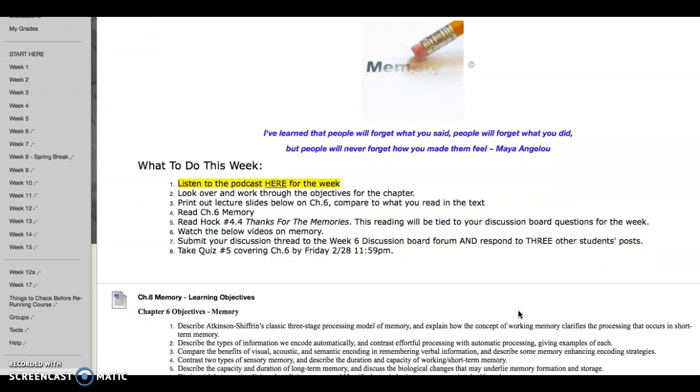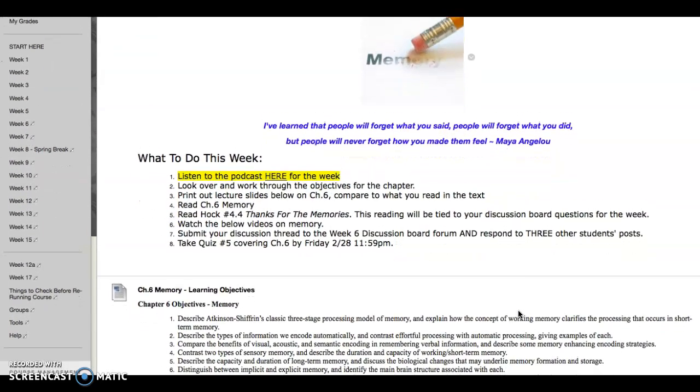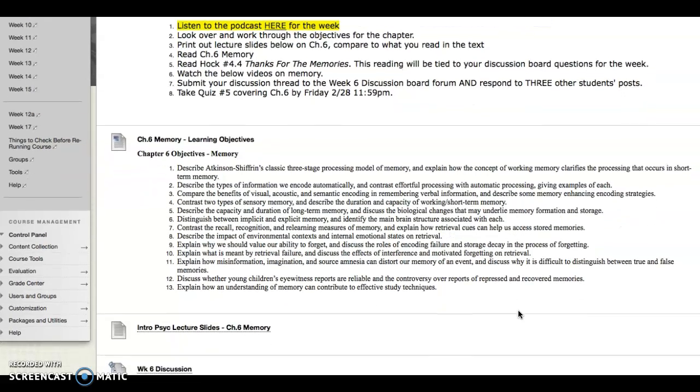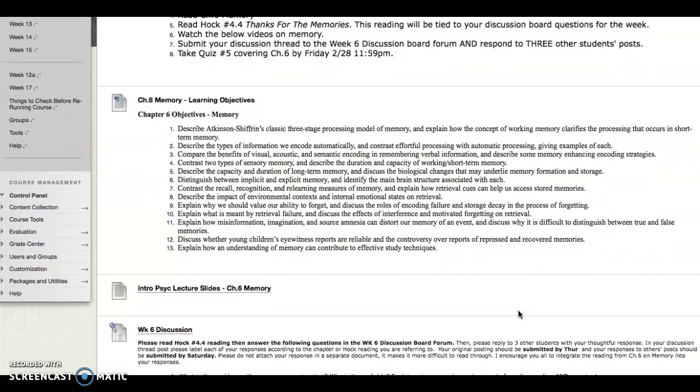Let's go through what we're going to be covering for this week. We'll be on chapter 6, memory. So the learning objectives are listed here for memory. We'll just go through kind of an overview of what you're going to be working on.